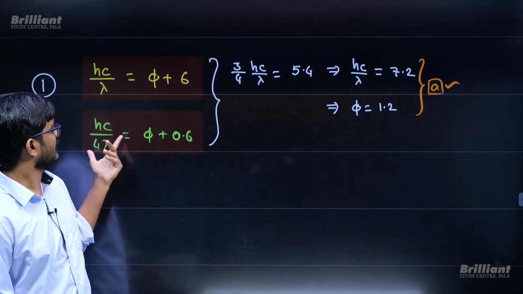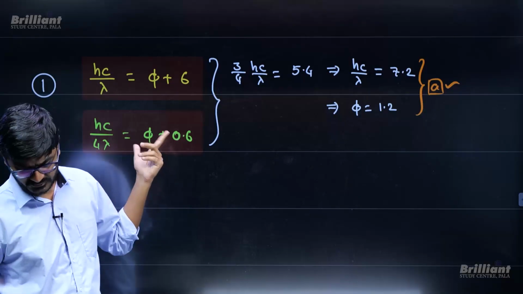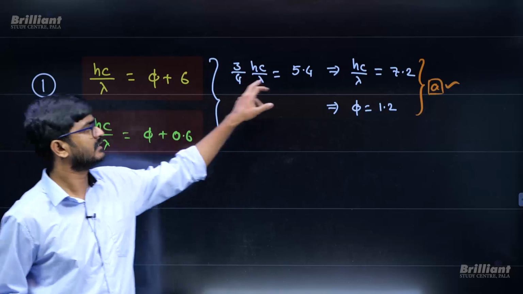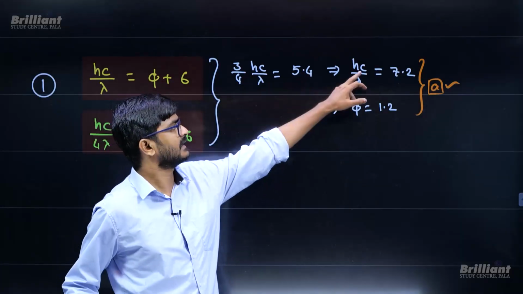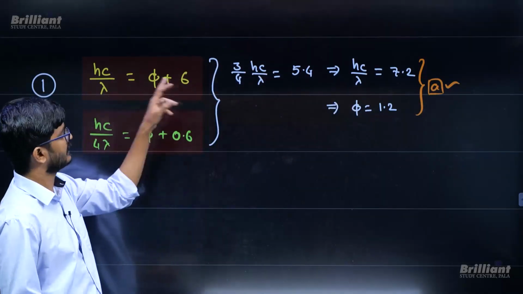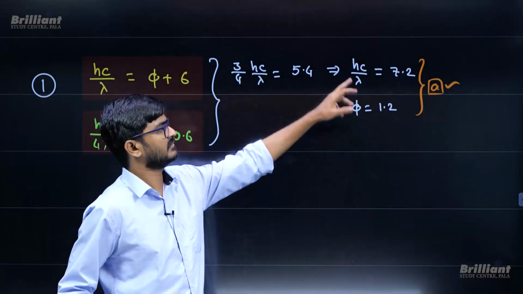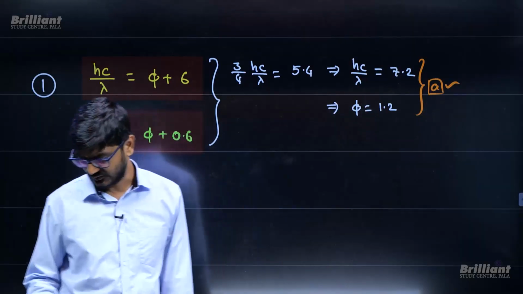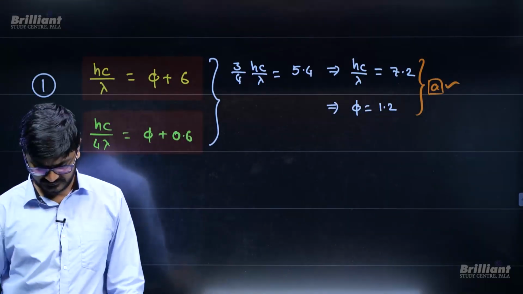Now I think you need to find the phi value and the lambda value. So what I did, I subtracted these two so that I can eliminate phi. Similarly, once I get hc by lambda, then I can substitute it back and I can get the phi value, right? Now you can substitute the values of h and c and you can get the lambda value, and the phi value is 1.2, right?